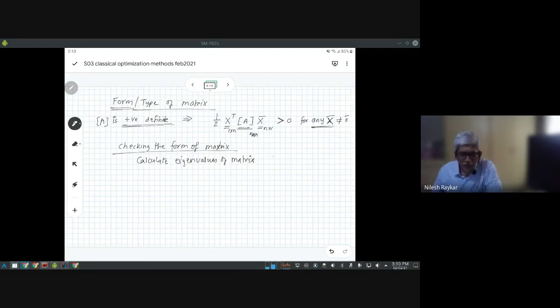So you calculate the eigenvalues. If it is an n by n matrix, then you will have lambda i, where lambda is the eigenvalue. So there will be n eigenvalues, i from 1 to n. Once you calculate all the eigenvalues for this matrix, if all the eigenvalues are strictly greater than 0, for i equal to 1 to n, then this particular matrix is positive definite.